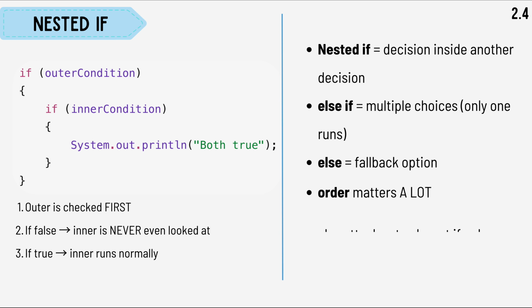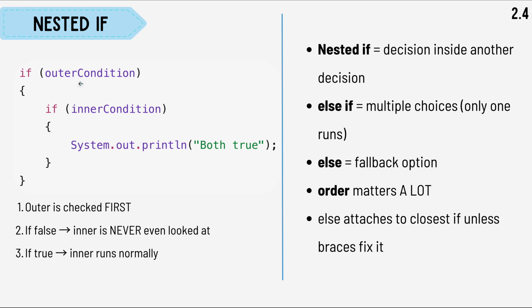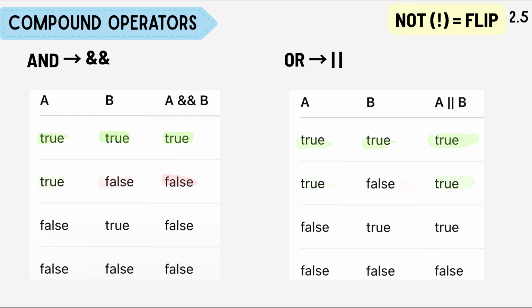Next we have nested ifs. Now this is when there is an outer condition and an inner one. So if her score is above 90, then it goes to the inner one. If her t-shirt's blue, then it's going to give both as true. So it's checking two conditions.